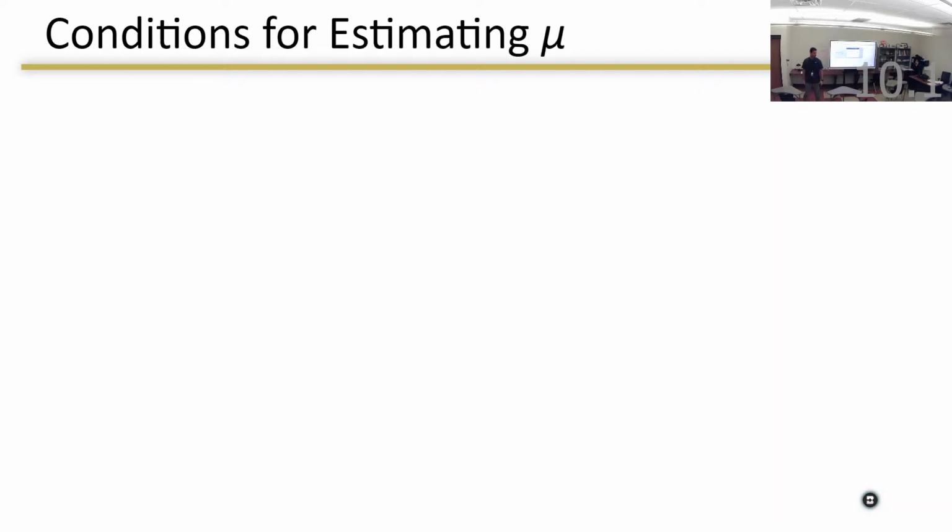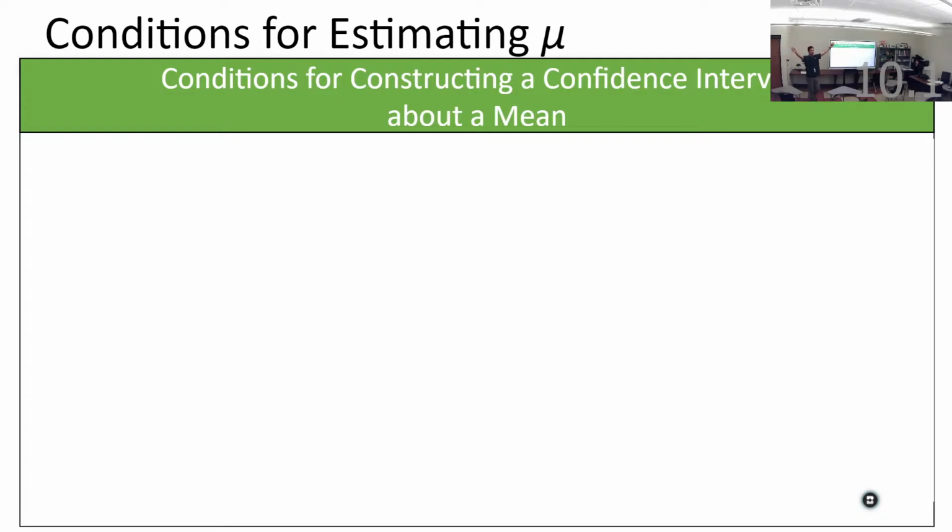All right, conditions. I've got to give you the conditions for this. I don't have to. You guys are going to give them to me. All right, what's one of the conditions? Large counts. What's the other one? 10%, and the other one is? Random. Thank you. Here's the difference. Here's difference number 2.